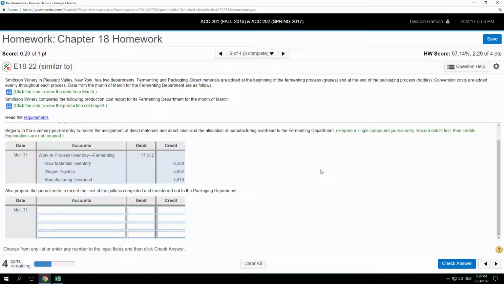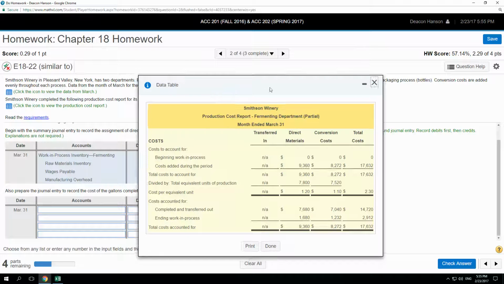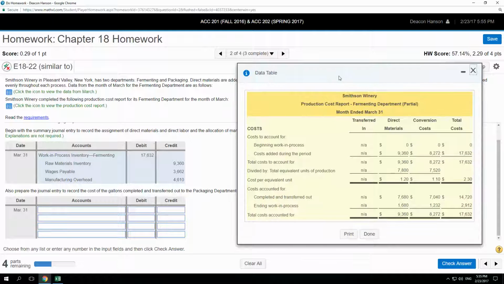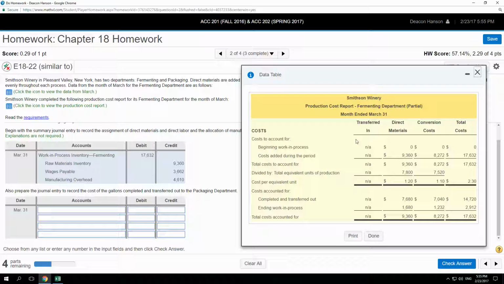Follow so far? Okay. Now we need to know how much was completed and transferred out. I can pull that number from my production cost report. So if I look down here, it says completed and transferred out. So that total amount, 14,720, is what's going to move out of the fermenting department and into the bottling department, I believe.